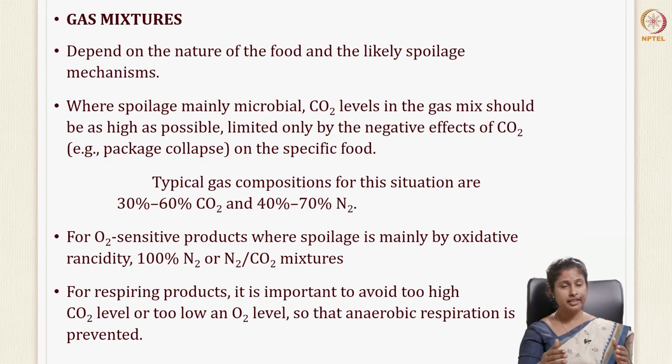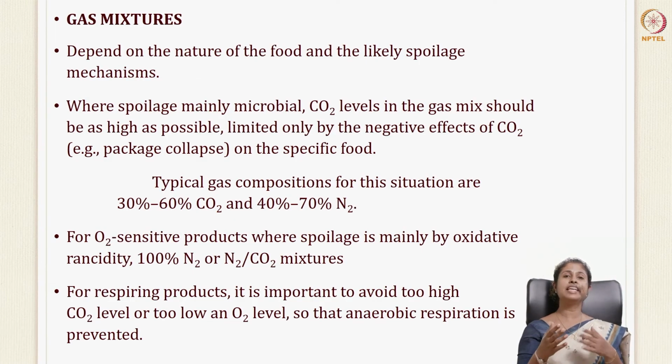The most common thing that they do in MAP is they use gas mixtures. They do not usually eliminate one and fill in only one gas. They have a mixture of gases in a particular ratio, depending on the nature of the food and the likelihood of spoilage. Now, where the spoilage is mainly by microorganisms, you need to increase the carbon dioxide level and decrease the oxygen level. And in this case, the typical gas composition is 60% carbon dioxide, 40% to 70% of nitrogen.